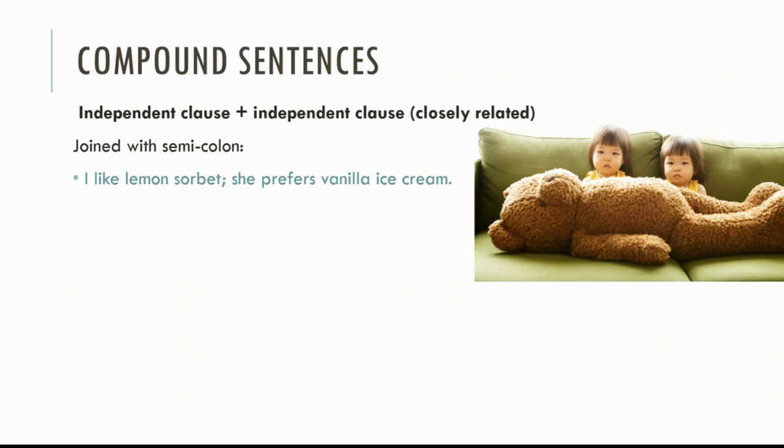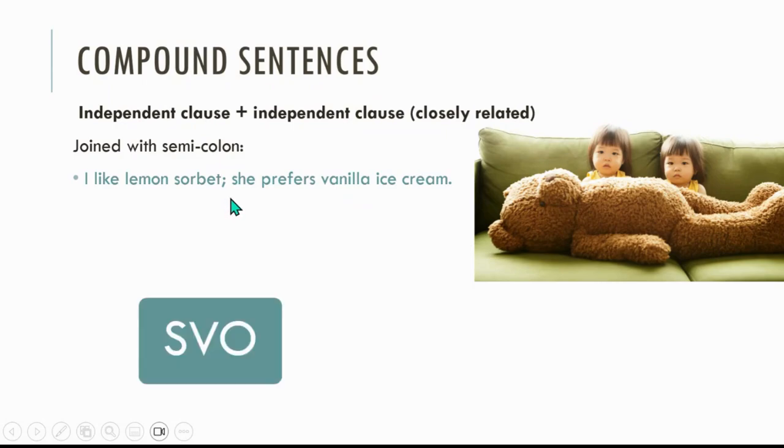So one way that you can join them correctly is with a semicolon, like you see here. I like lemon sorbet; she prefers vanilla ice cream. And if you speak this out loud, it might only be a quick pause, but the semicolon is stronger than a comma. And that's why you can join two complete sentences together. I think of it as a little bit of a longer pause.